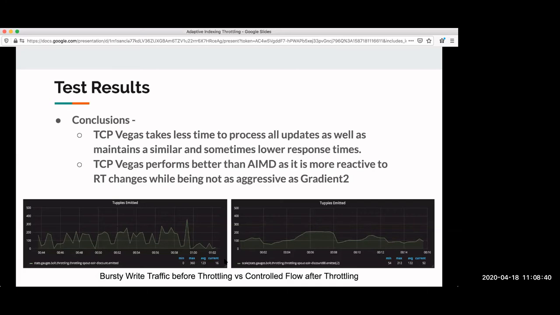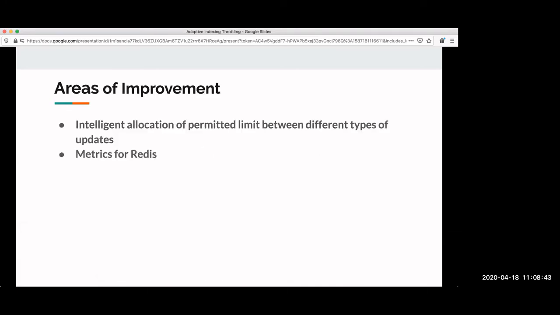Read response times. So now we'll just talk about a couple of areas and then we'll open it up for questions, because I'm sure there will be a lot of questions if I didn't do a very good job of explaining.